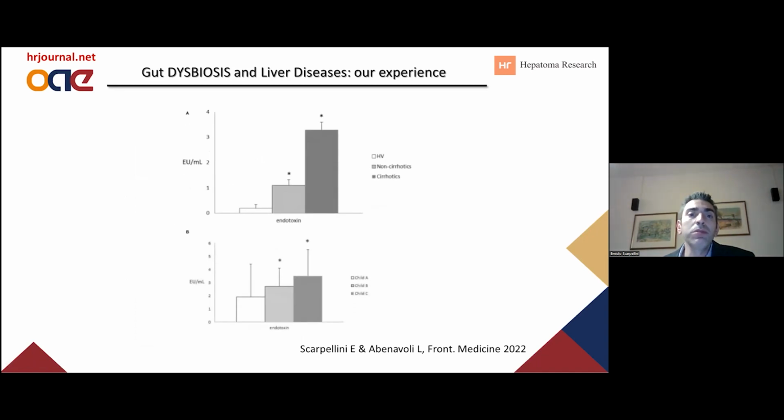What we saw dosing endotoxin levels is that there was also a significant difference between cirrhotic and non-cirrhotic patients versus healthy volunteers. But this difference was even more significant according to the stage of gravity of liver disease, according to Child-Pugh status.